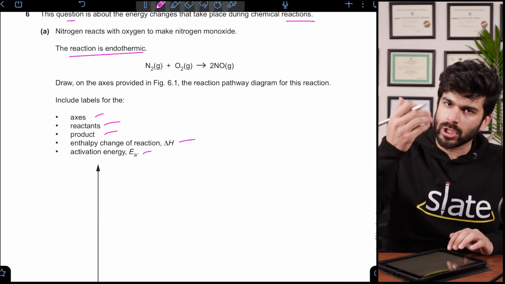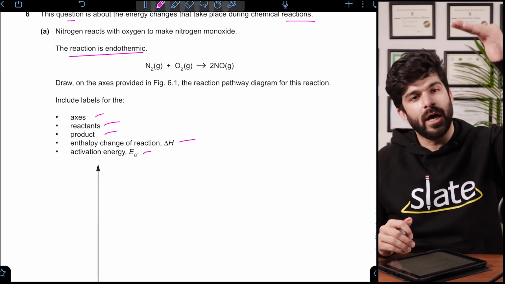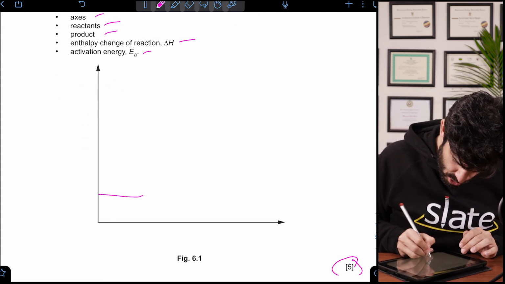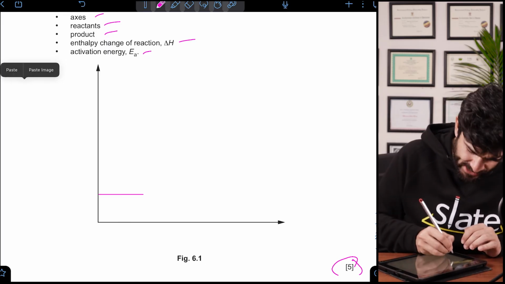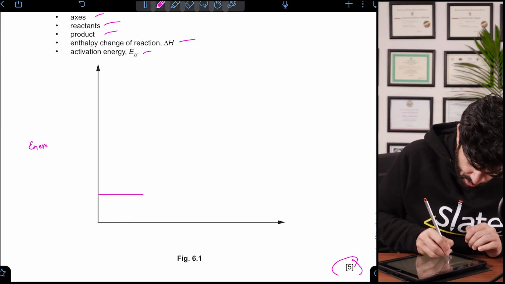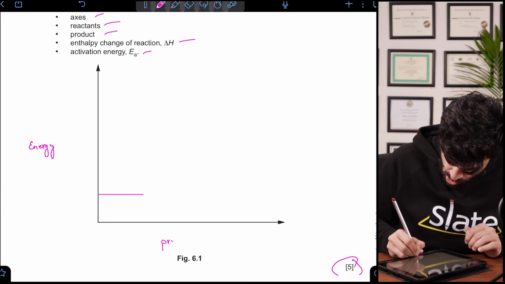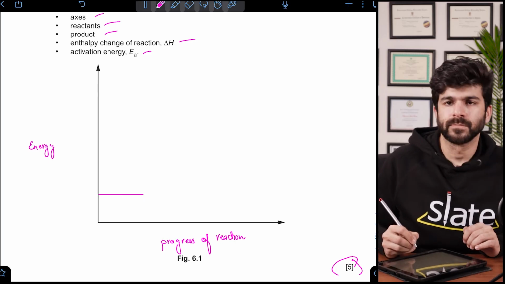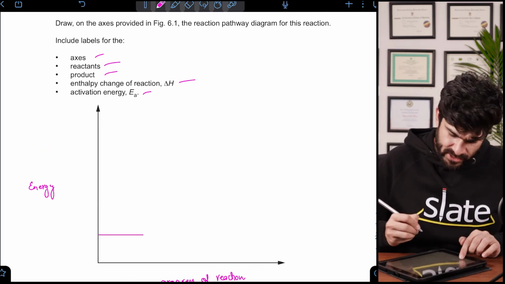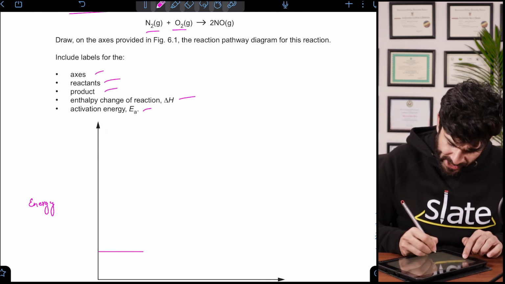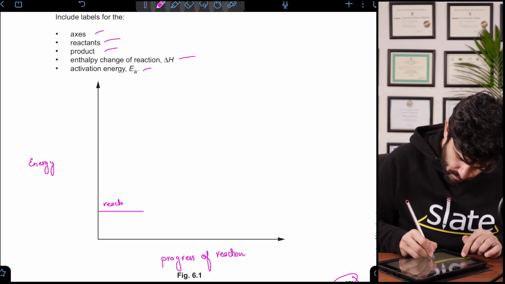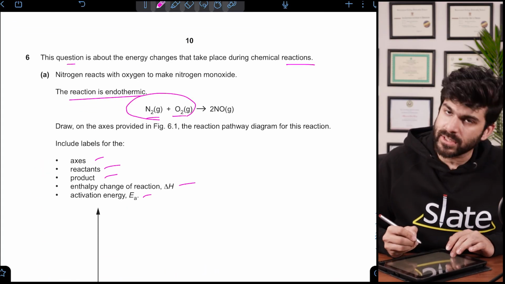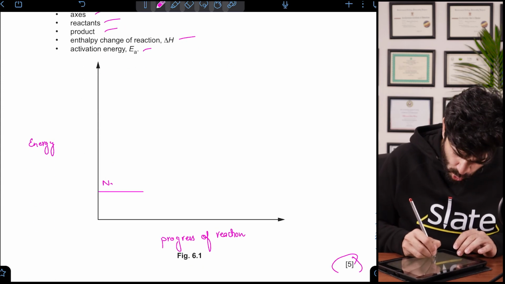So this is in endothermic. In the case of endo, remember, reactants have a lower energy, products have a higher energy. So we'll make reactants here first. Let's write the axis. That's energy on the y-axis. Progress of reaction here. So these are the reactants. The better way is you can write reactants here. You can write that. But better way is to write the actual reactants. So that would be N2 plus O2.